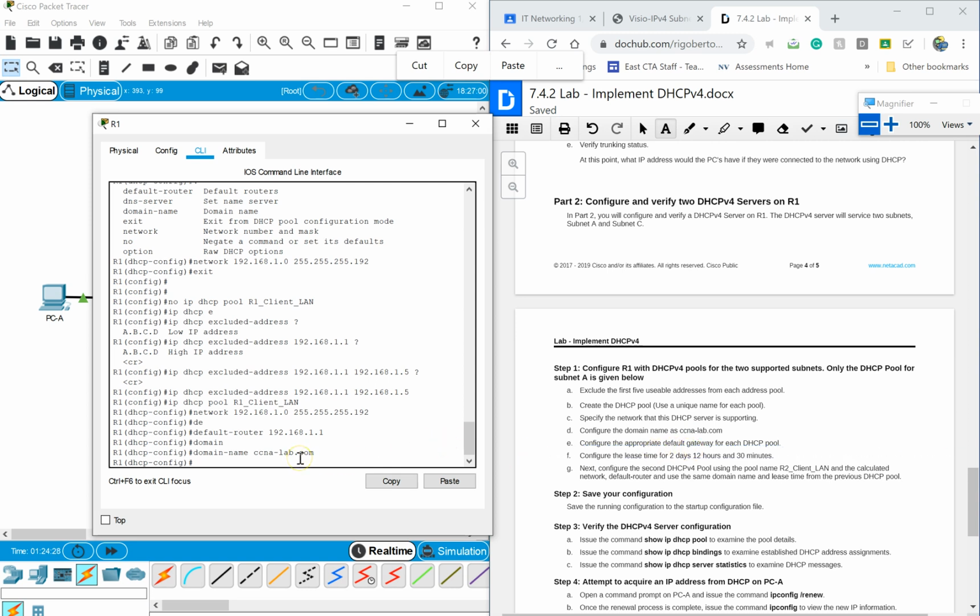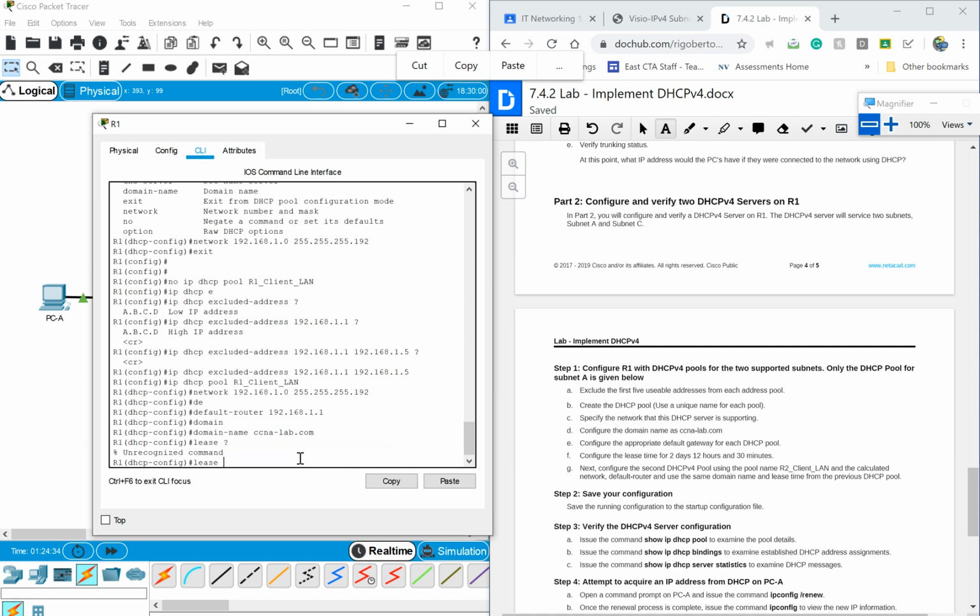The lease time. I'm not going to be able to do it here again because this is Packet Tracer, so it would be lease, right? And it's a not recognized command. But on your guys' 2901s, it will be recognized. So it's lease. It goes by days, hours, and then minutes. So it's 2 days, 12 hours, 30 minutes. That's all you've got to put in there.